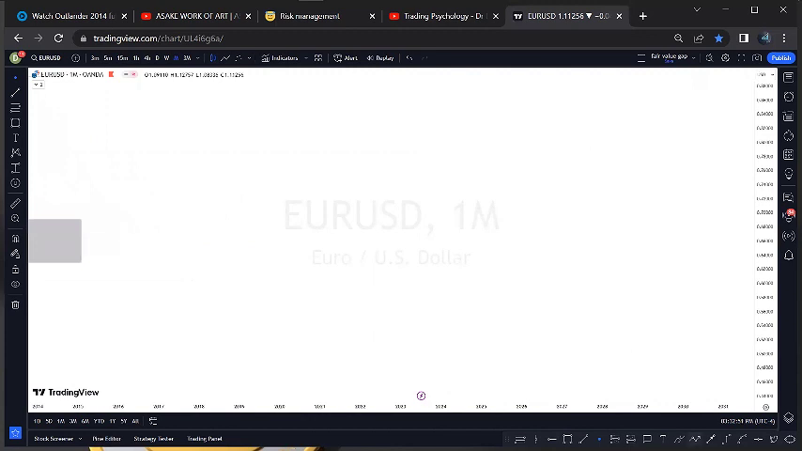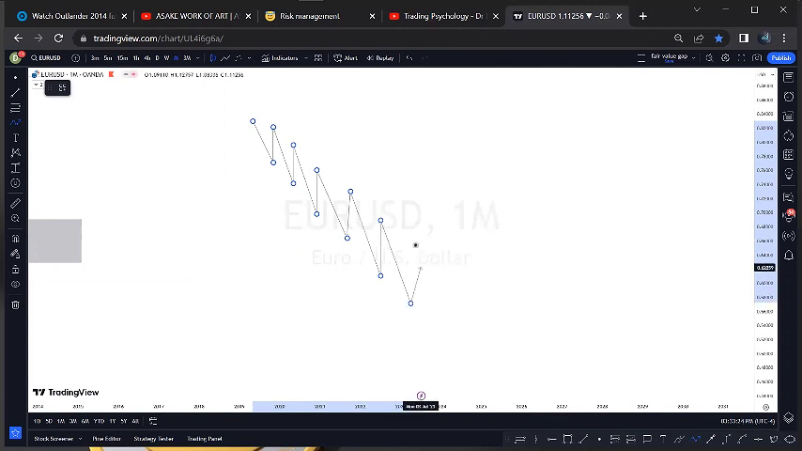The continuation setup: we are in a downtrend. The market is obviously in a downtrend, and you are having your lower highs and lower lows. Now, because the trend is your friend, how do you enter into such a trend without looking for reversal, without missing out? Now, this is how you do it.